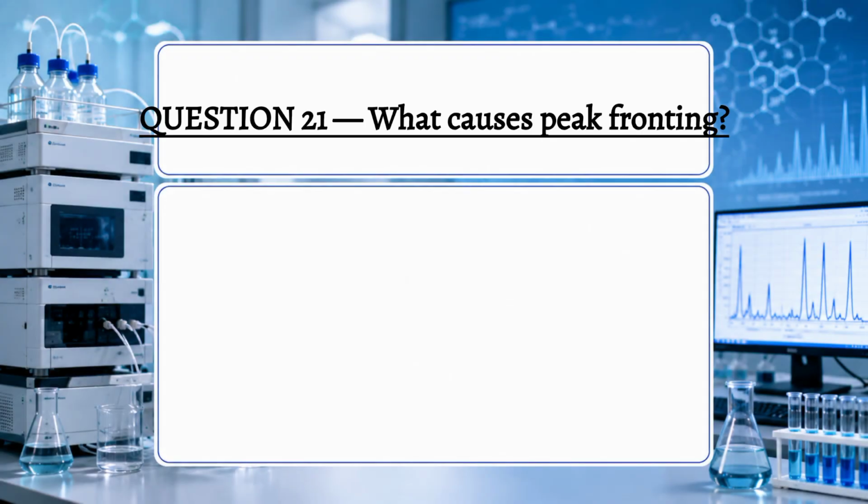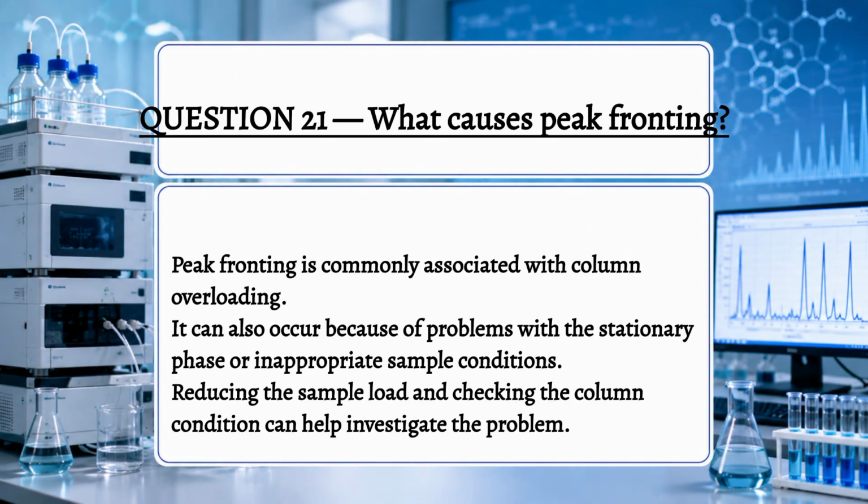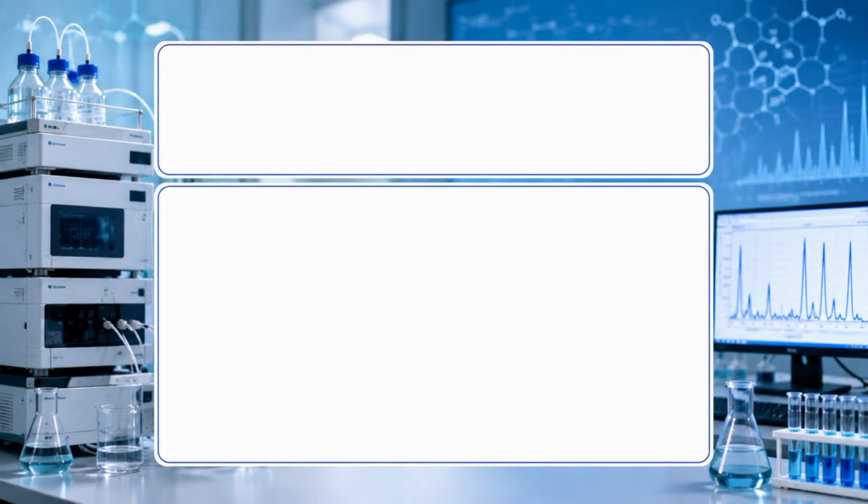Question 21. What causes peak fronting? Peak fronting is commonly associated with column overloading. It can also occur because of problems with the stationary phase or inappropriate sample conditions. Reducing the sample load and checking the column condition can help investigate the problem.